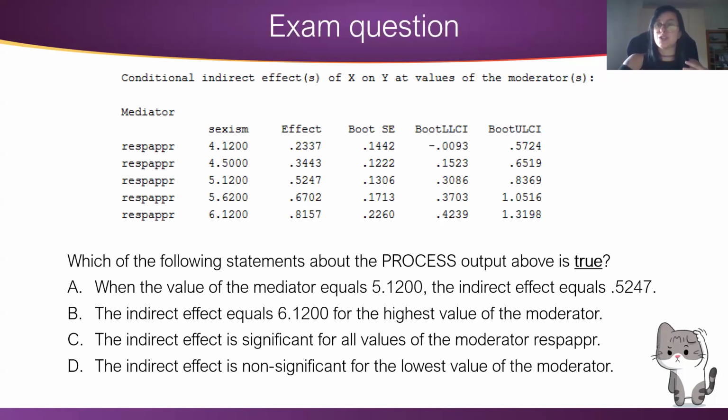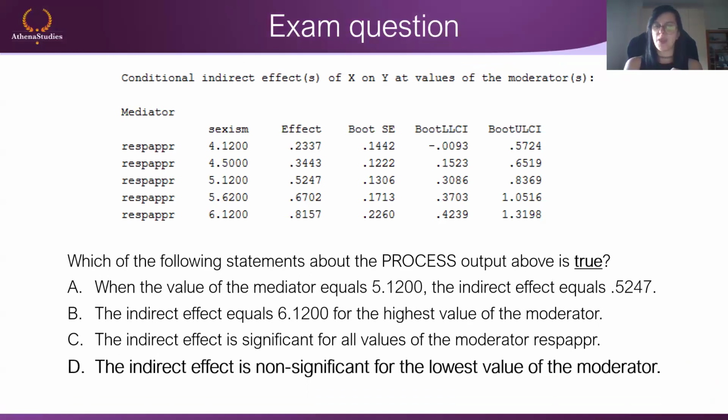So the statement that is true, so the only correct one, is statement D. So the indirect effect is non-significant for the lowest value of the moderator. Let's see. This is the column of the indirect effect, and they say that it should be non-significant for the lowest value of the moderator. This is the lowest value of the moderator, 4.12. And let's see, is it not significant? True, because the 0 is in the interval. We go from minus to plus.